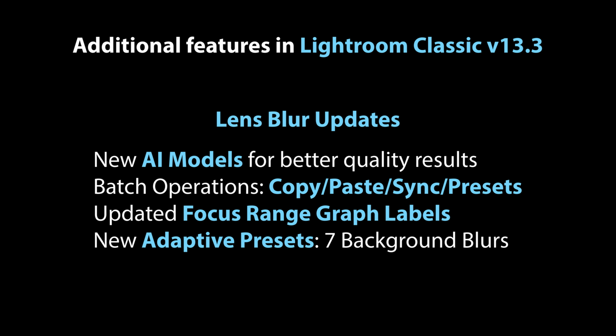They've also updated the user interface in the lens blur tool to show near and far labels in that little focus range graph in the middle. Once you move that focus range around, it'll show you those values in numbers. And because they've added support for lens blur to be put into presets, they have added a number of new adaptive presets. They've got 7 background blur effects designed to make your subject stand out in a single click.